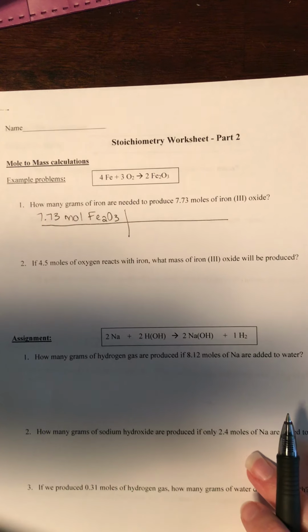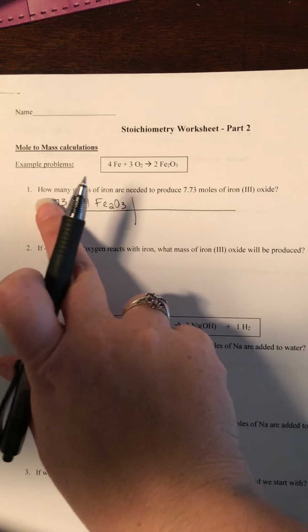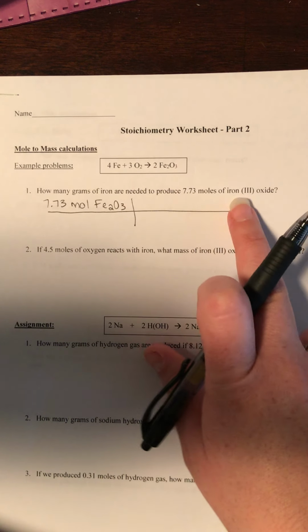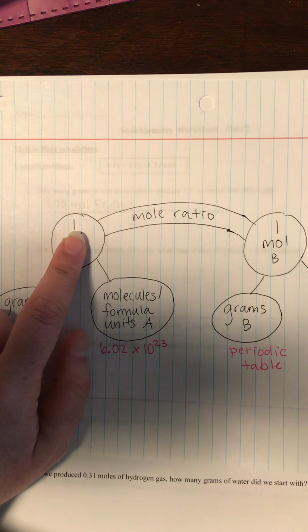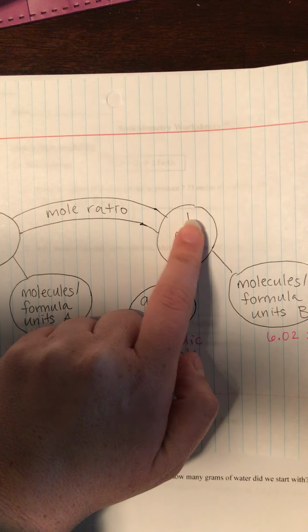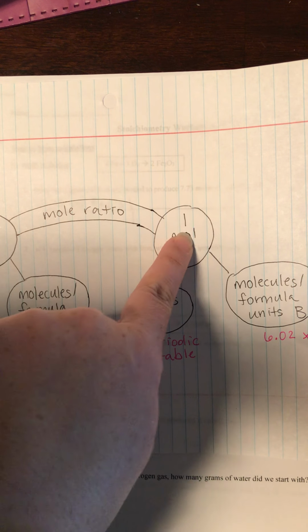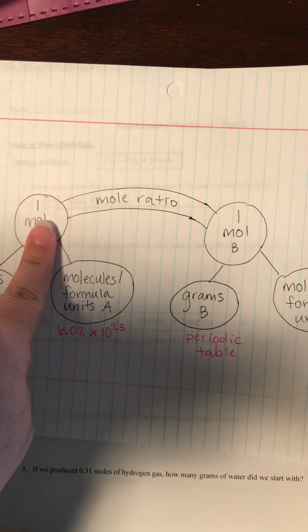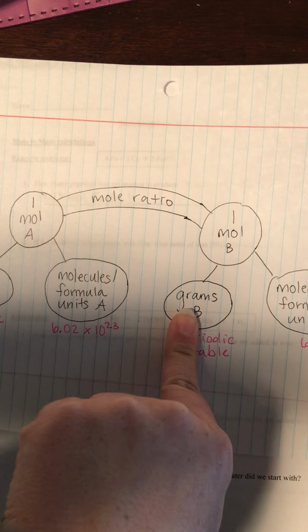So just like before, let's put our finger on where we're starting and what we're looking for. It says how many grams of iron, and we're starting with moles of iron 3 oxide. So we're starting with moles of substance A. We're going to use our mole ratio to get to substance B. And then from there, that will be another box. And then from there, we're going to go to grams. So we're going to start with our first box here, use our mole ratio in the next box, and then go to grams of the new substance.